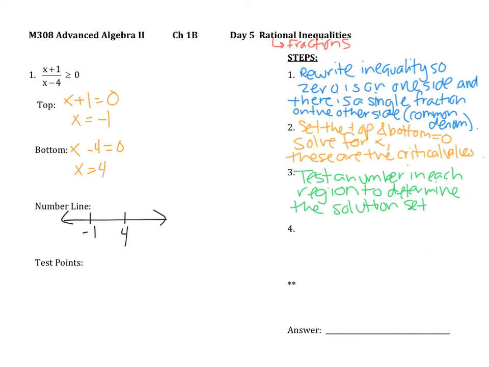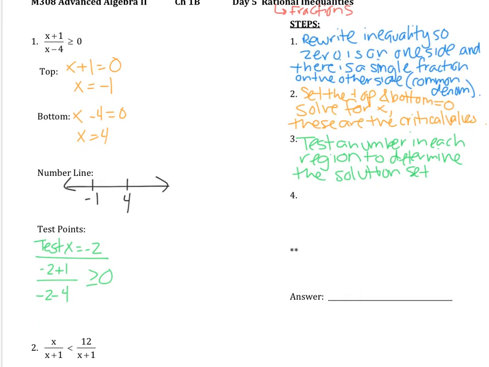Okay, so I'm going to choose to test x equals -2. When I plug in -2, I'm going to get -1 over -6, which is positive, 1 over 6, which is greater than or equal to 0. So I do want to shade to the left of -1. I'm going to use a bracket there because my original problem was or equal to.